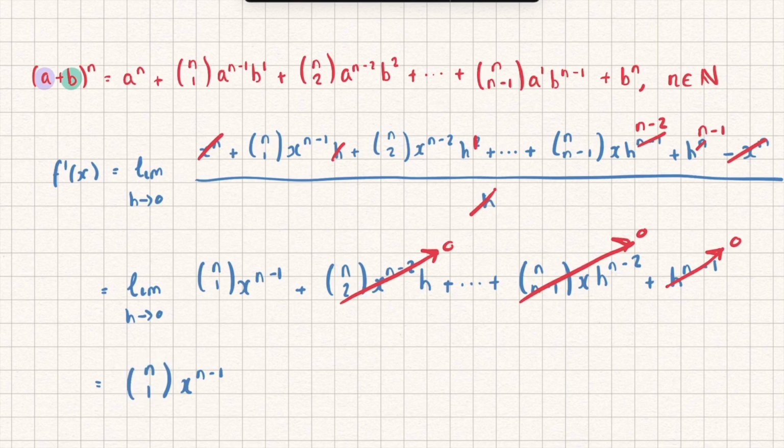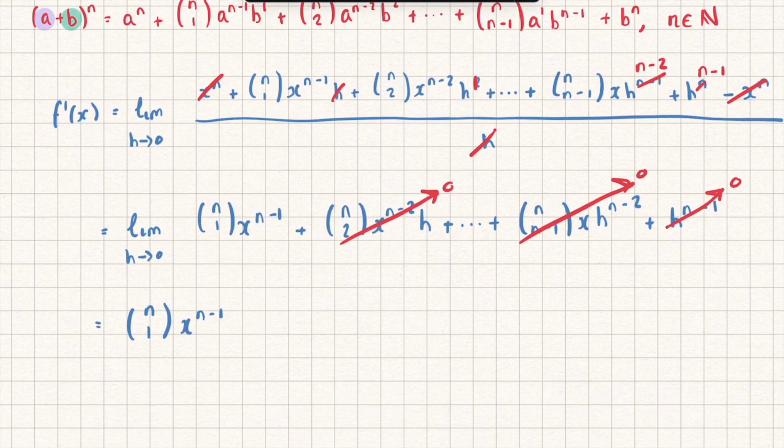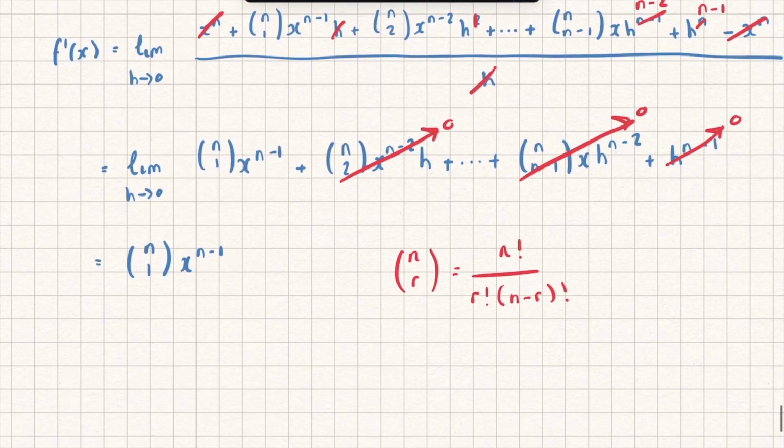So how could we rewrite this in a more familiar form? Well, maybe you remember if you've got n choose r, that is just equal to n factorial over r factorial multiplied by n minus r factorial. So let's replace this n choose 1 with that formula. Initially it's going to look worse, but it will neaten up. So we're going to have n factorial over 1 factorial multiplied by n minus 1 factorial multiplied by x to the power of n minus 1.